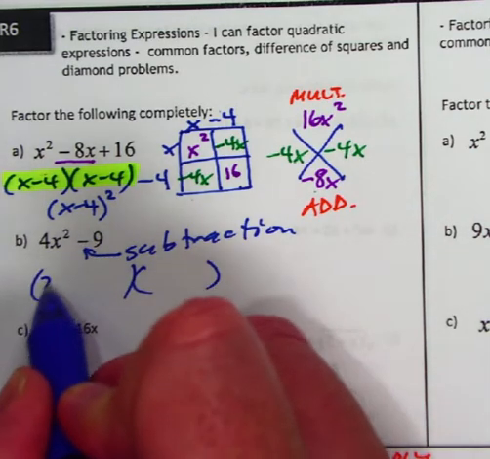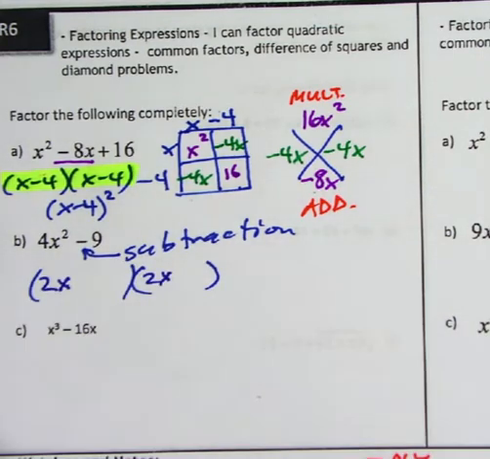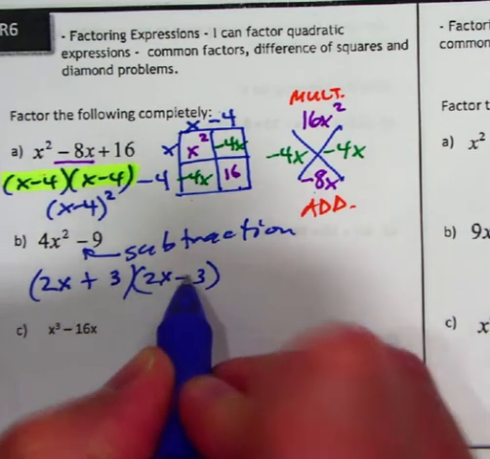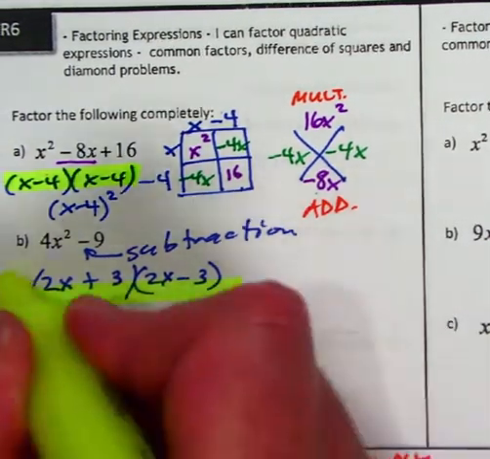The square root of 4 is 2, so they're both going to start with 2. The square root of x squared is x. They're both going to have an x in them. The square root of 9 is 3, so I put 3's on the end, and then I just separate it with a plus and a minus. So that technically is your answer, and you're done with that kind.